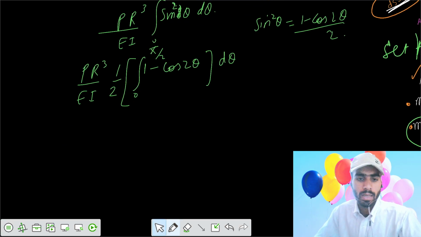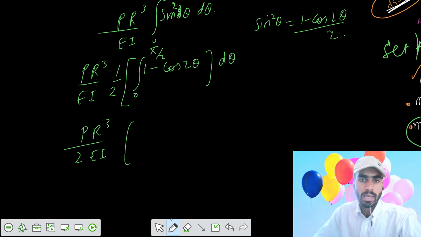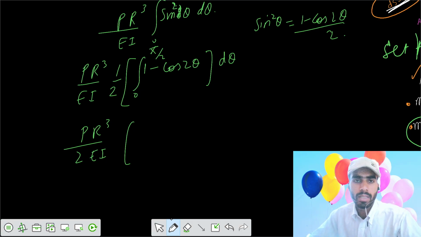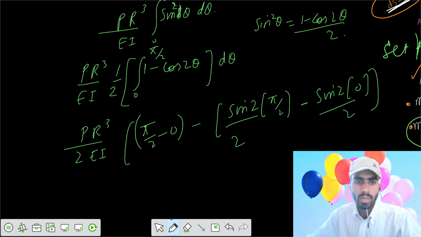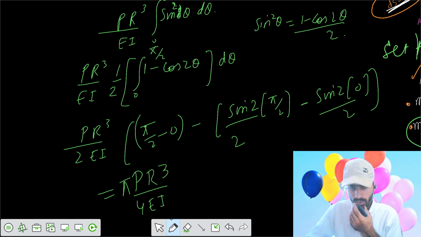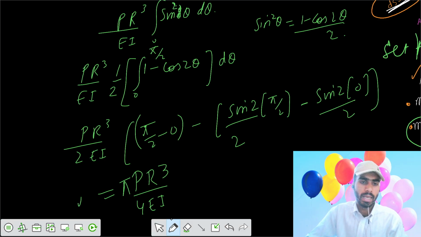So you can solve that, and you can get the value of PR cube by 2 EI, and value of theta, that's 1 into d theta, that's theta, that's pi by 2 minus 0, and minus times cos 2 theta is your sine 2 theta by 2. Then you substitute the value of theta equals to pi by 2, and similarly minus sine 2 theta by 2. So you get the value of PR cube by 4 EI into pi. Is it so? Yeah, pi by 4 PR cube by EI, delta vertical.